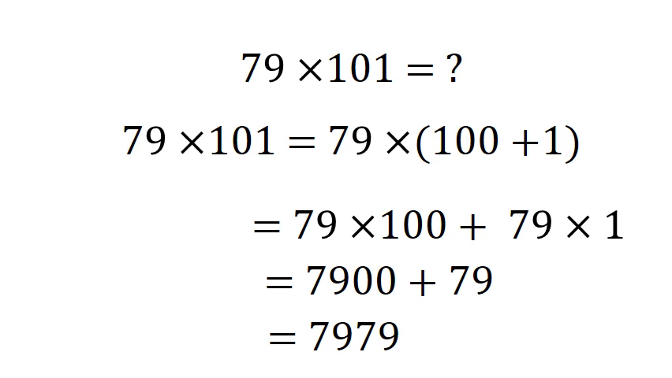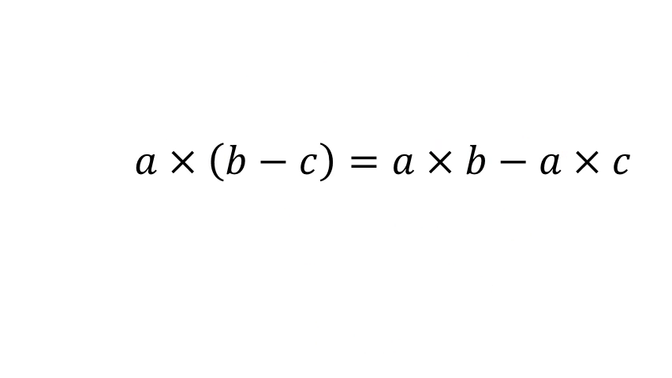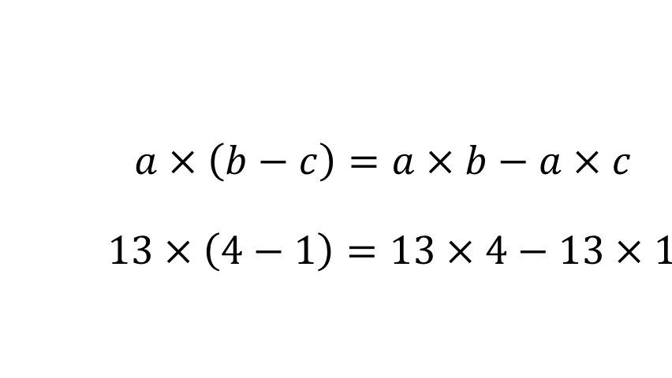Now, you need to know that the property of distribution is applicable also on subtraction. I can say that A multiplied by (B minus C) is A times B minus A times C. So 13 multiplied by (4 minus 1), for example, is 13 times 4 minus 13 times 1. This is how to apply the distribution of multiplication on subtraction.